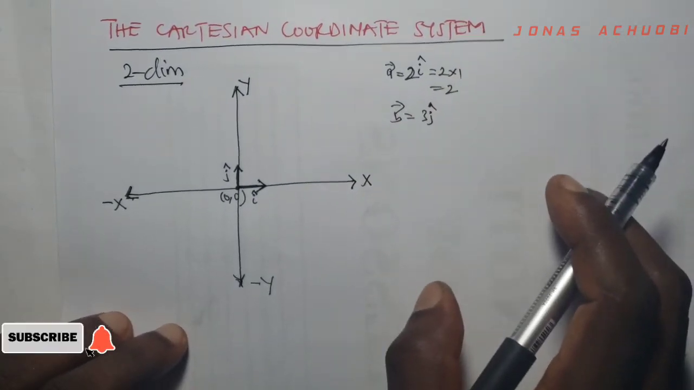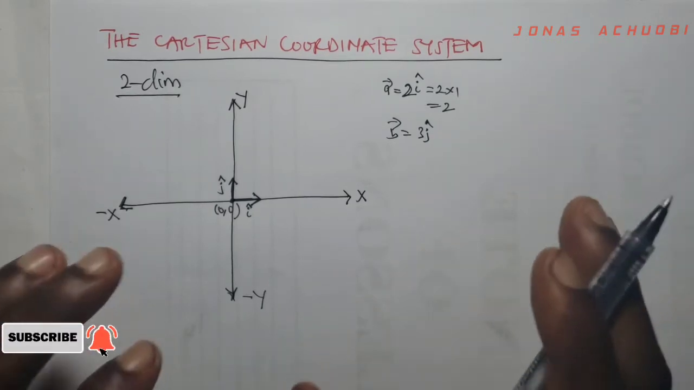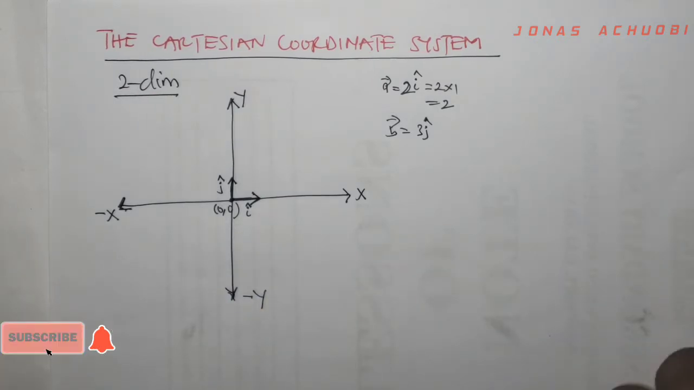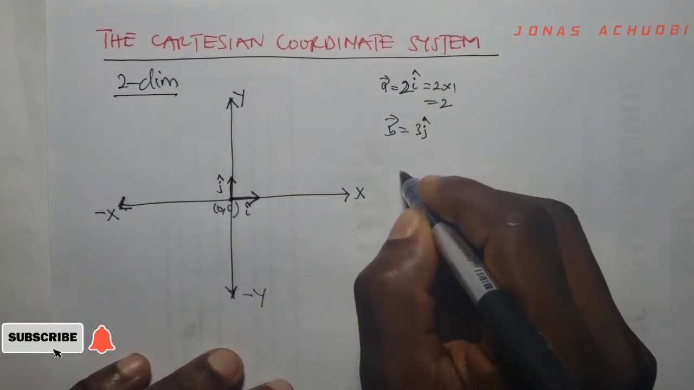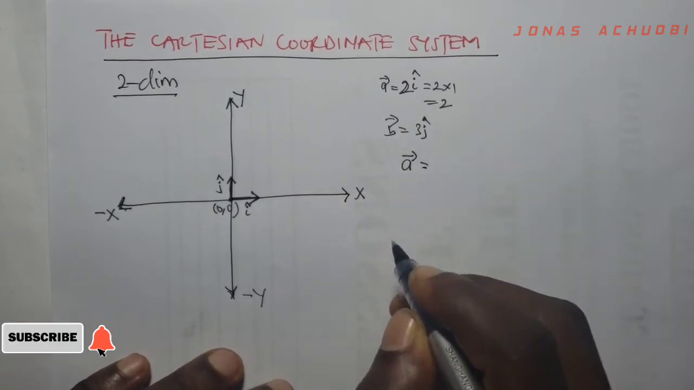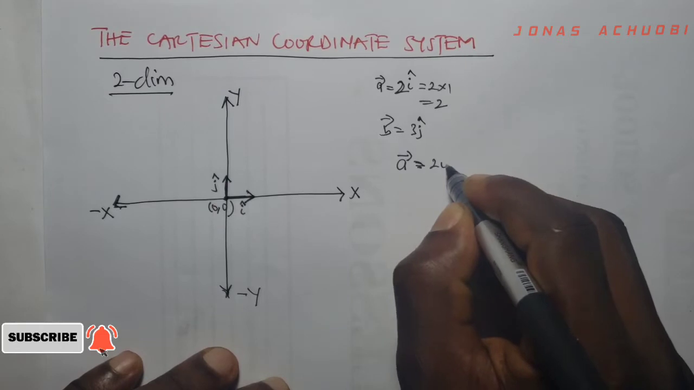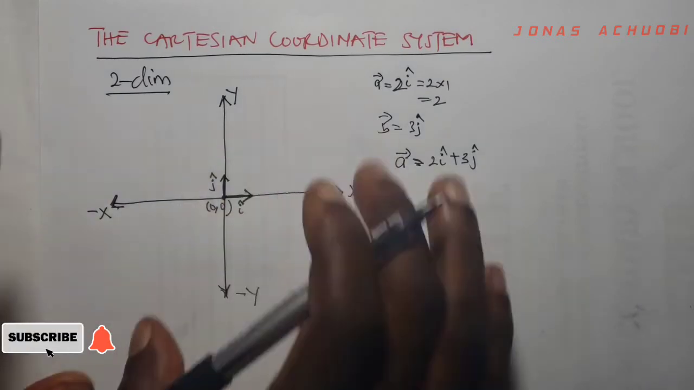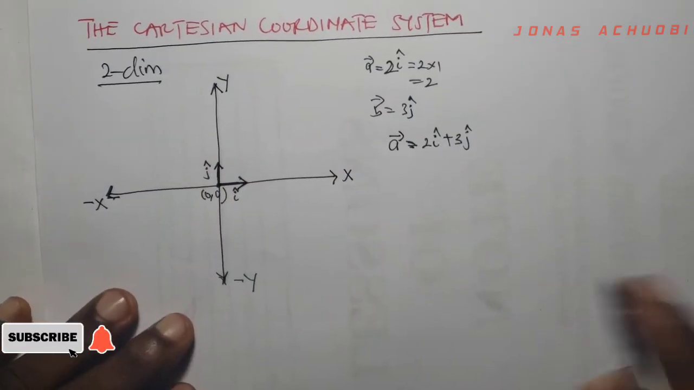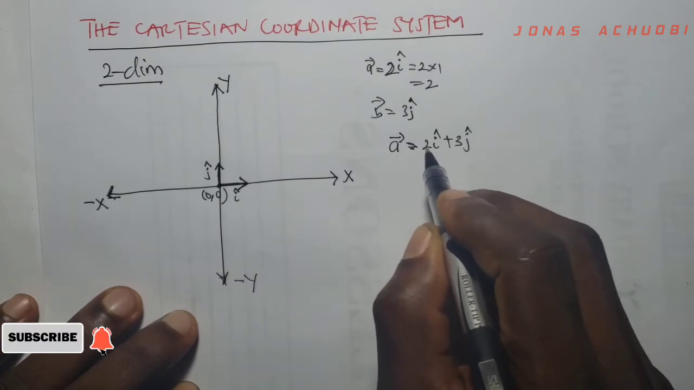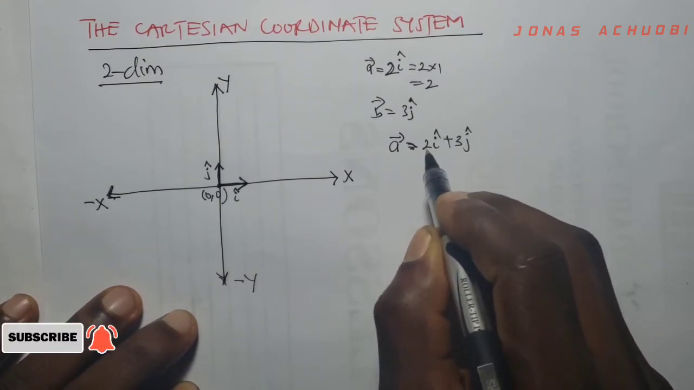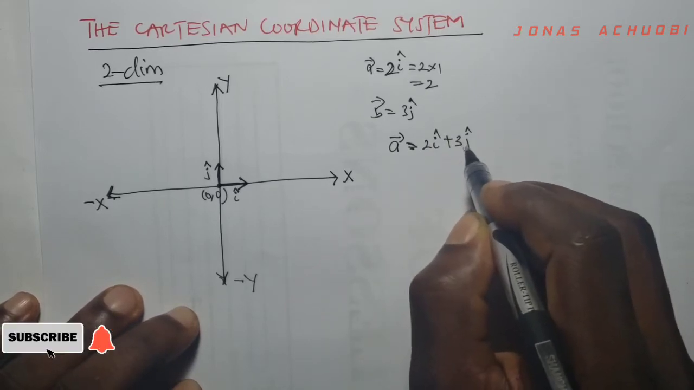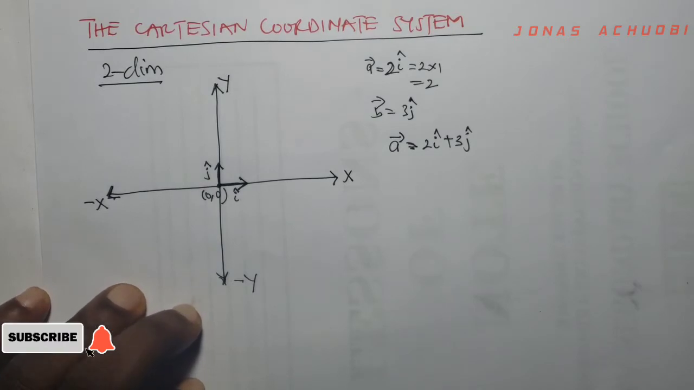Now with this knowledge, we want to learn how to locate a vector on this 2-dimensional coordinate system. For instance, if we are given a vector a as 2i plus 3j, we want to locate this vector on our plane, or on this system. This simply means that this vector is 2 units in the x direction, because of 2i, and the 3 here means this vector is 3 units in the y direction. I beg your pardon.